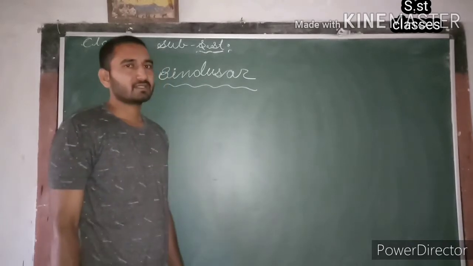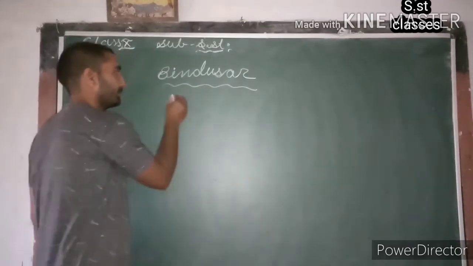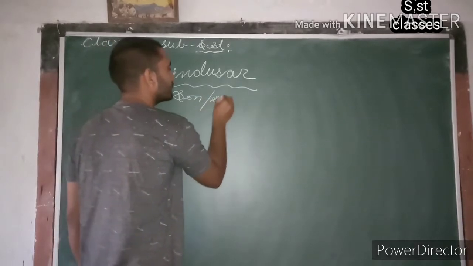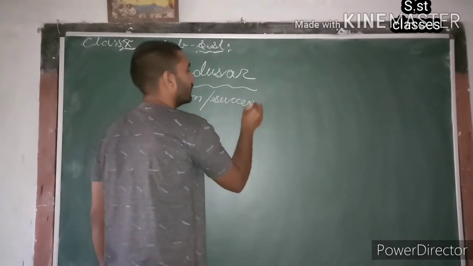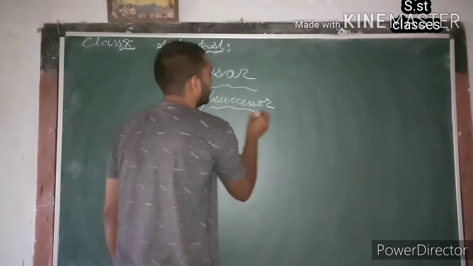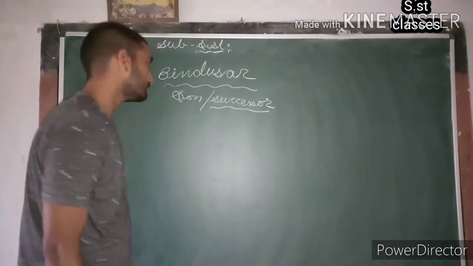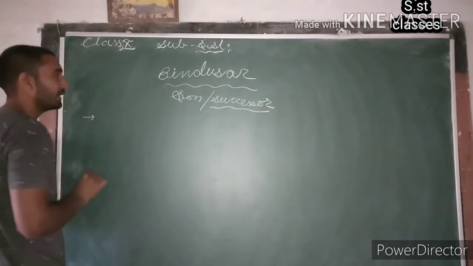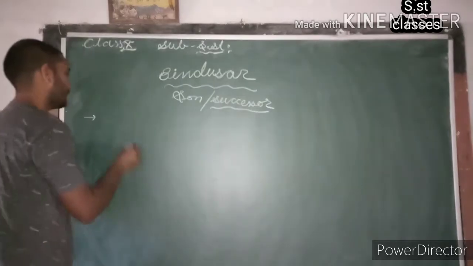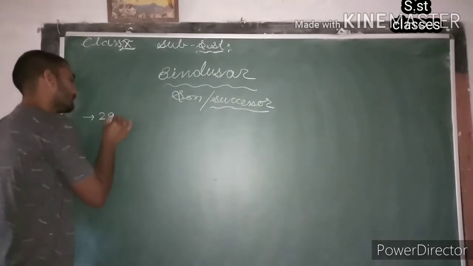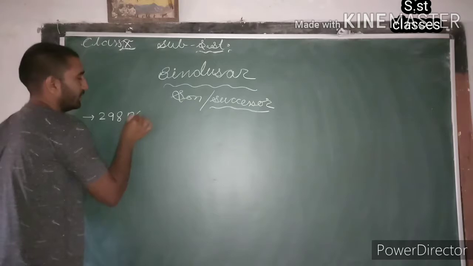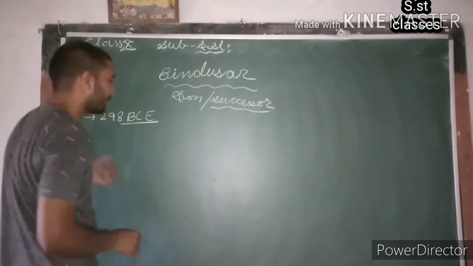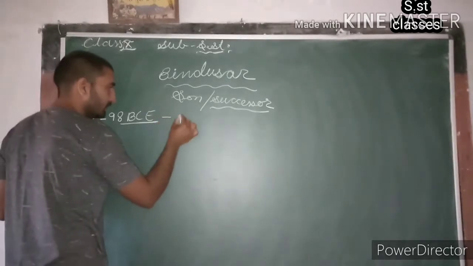Bindusar was the son and successor of Chandragupta Maurya. After Chandragupta Maurya, he became the ruler. Bindusar became the ruler after the death of Chandragupta Maurya. When Chandragupta Maurya died in 298 before Common Era, after that Bindusar became the ruler. Is that clear?